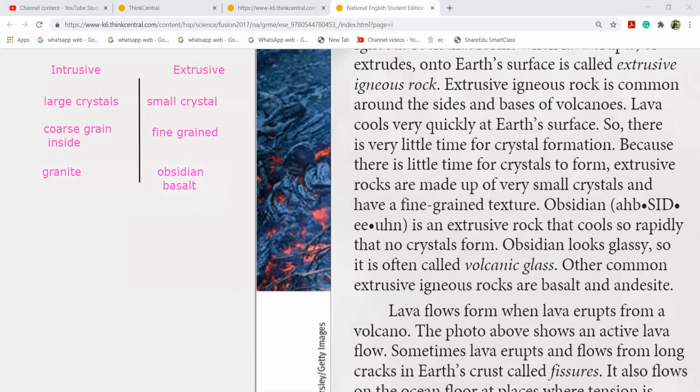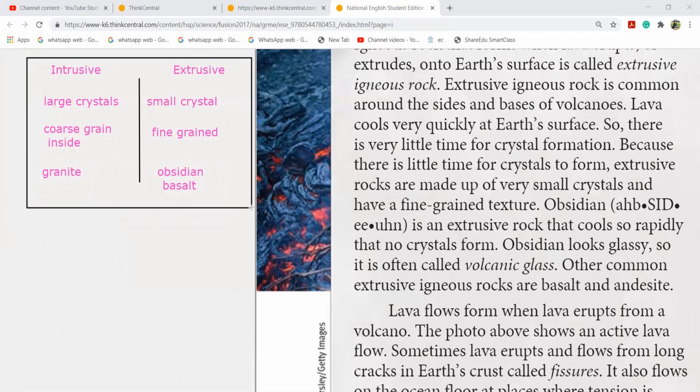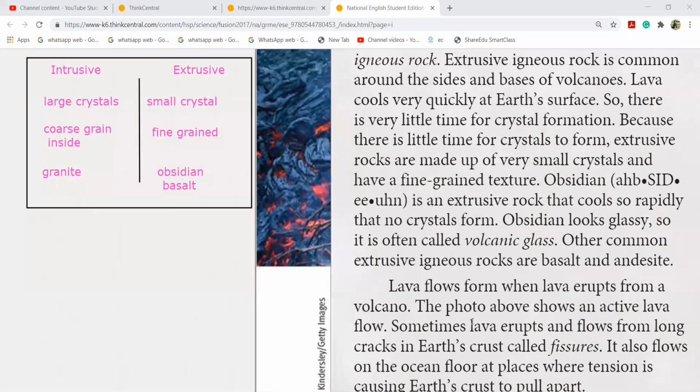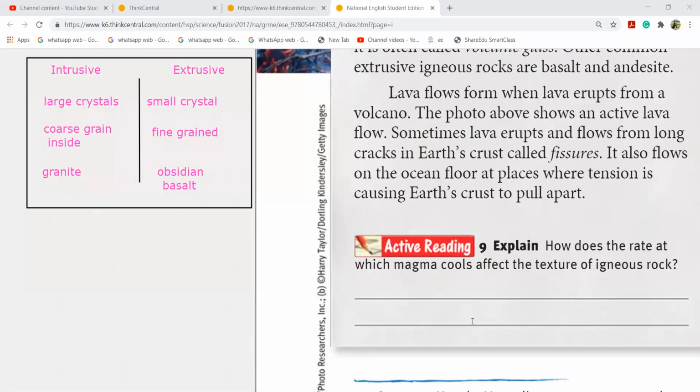Okay, if you want, just take a picture of this. This is very important for later on also, guys, the difference between extrusive and intrusive. Even in multiple choice questions, it will help you out. If I ask you fine grain, you must know extrusive. If I ask you coarse grain, you must know it's intrusive. Large crystals, intrusive igneous rocks. Small crystals, extrusive igneous rocks. Examples: this is granite, this is obsidian and basalt.